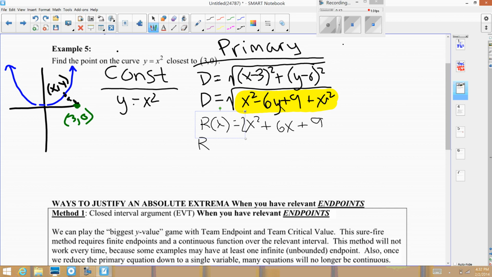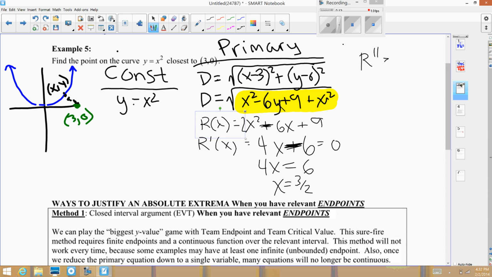So let's go ahead and take the derivative. All right, we're going to find where that's 0. Okay, so we get 3/2 for our x value. And again, this is a linear equation, so r double prime is always greater than 0. So that means r is concave up, which gives us a minimum value whenever we have a critical value.